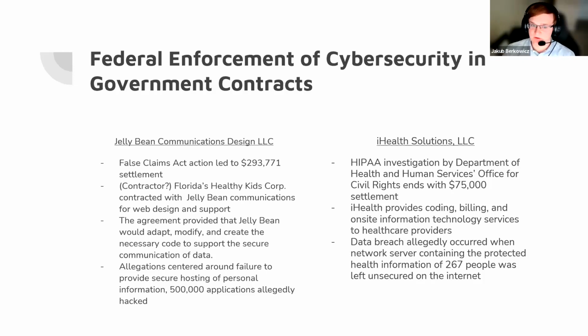A second example of federal enforcement is iHealth Solutions. HIPAA is the tool they used to figure out what was going on. iHealth is a Kentucky-based business associate that provided coding, billing, and on-site IT services for healthcare providers, which is how HIPAA managed to get in. There was an unsecured transfer of information on their servers, and it was available for people to find online, including social security numbers, email addresses, diagnoses, and treatment information.